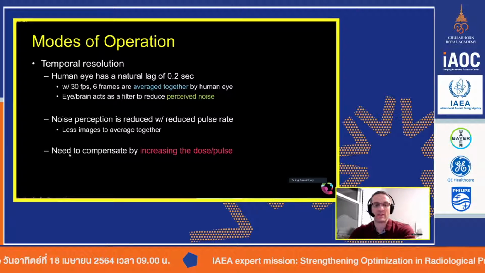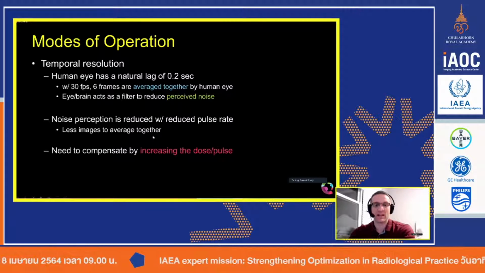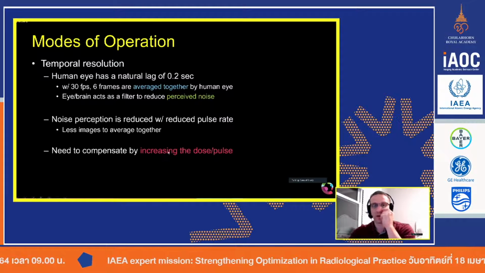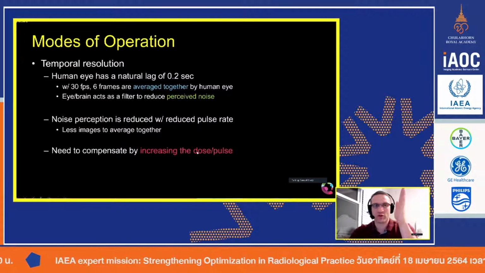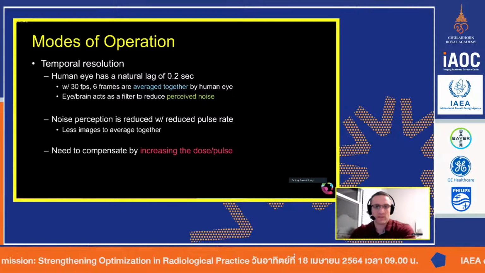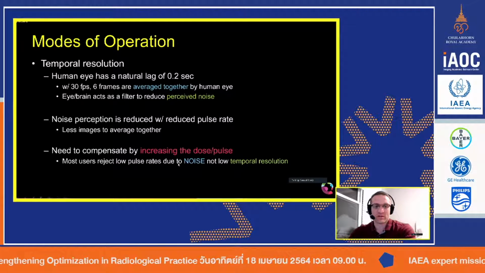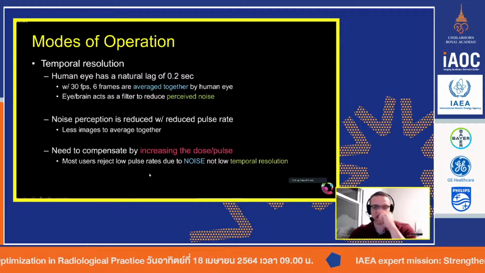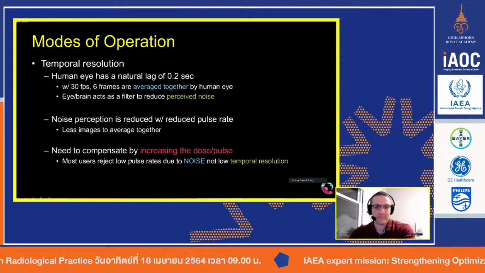So we need to compensate by increasing the amount of dose per pulse as we go from 30 to 15 and lower and lower and lower. This is called the Fichte principle.